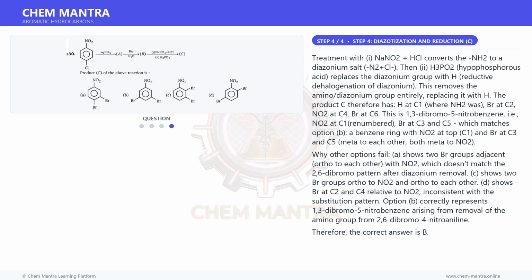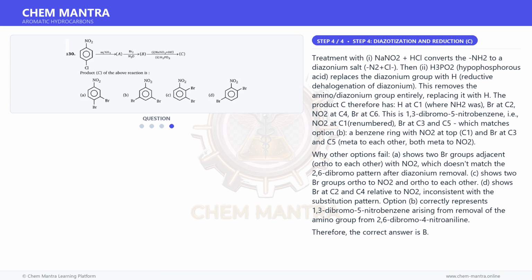Why other options fail? A. Shows two Br groups adjacent, ortho to each other, with NO2, which doesn't match the 2,6-dibromo pattern after diazonium removal. C. Shows two Br groups ortho to NO2 and ortho to each other. D. Shows Br at C2 and C4 relative to NO2, inconsistent with the substitution pattern.